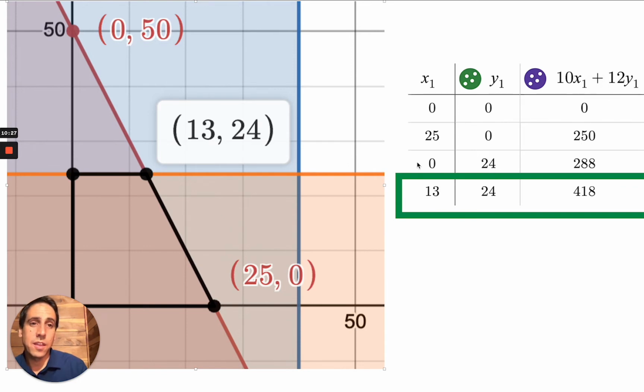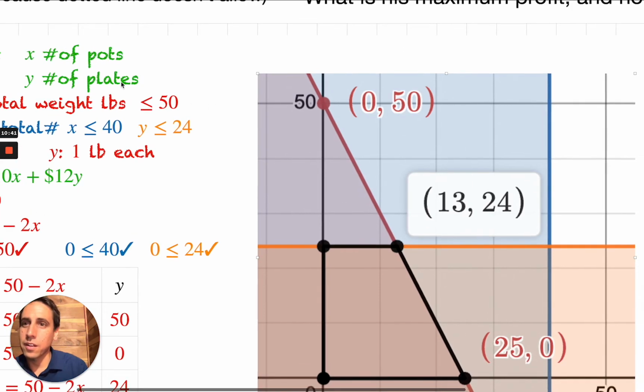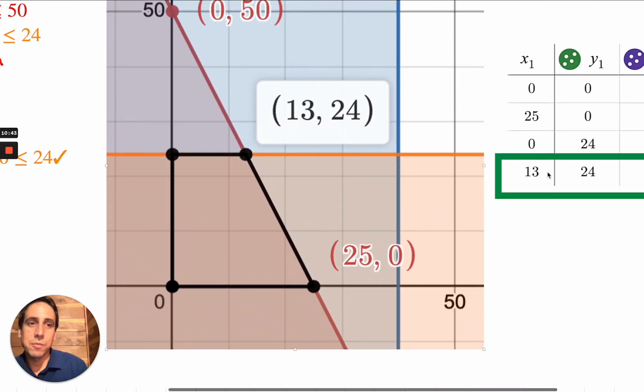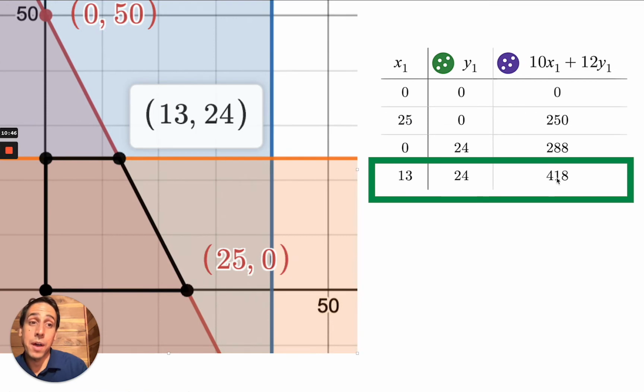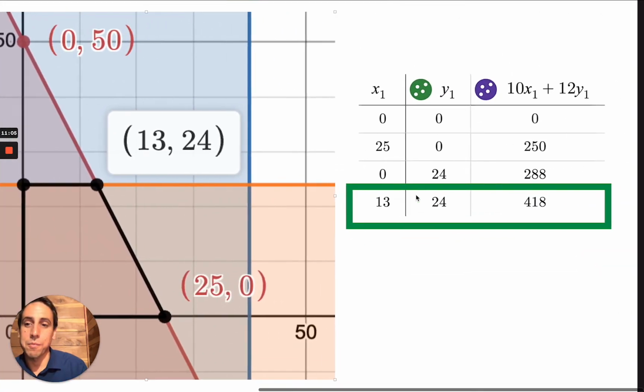But actually, the most amount of money is to go some of each, a little bit of some pots and some plates. X could be 13. I keep on referring to my knowns and unknowns. That's why it's so important. X is pots. 13 pots and 24 plates would give him the most amount of money, $418. And this is the answer. When you've analyzed each corner based on a profit equation, and you find out what's the optimal value, then the answer is 13 pots, 24 plates for $418. Boom, done.